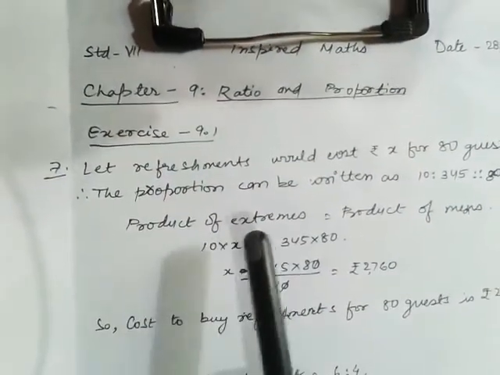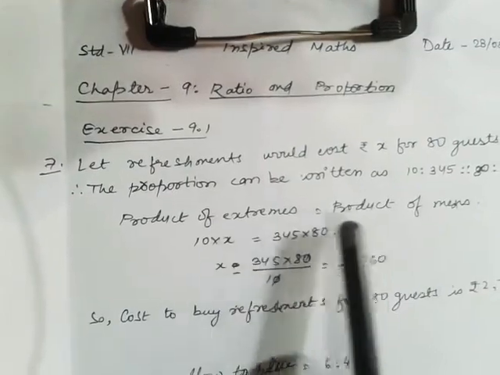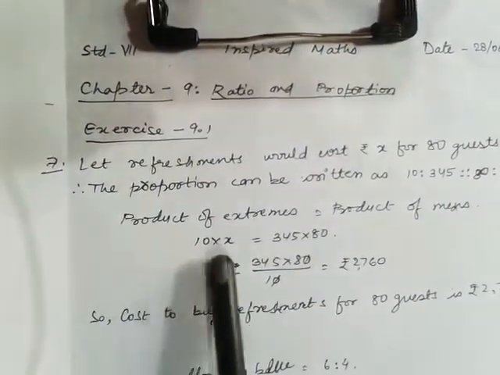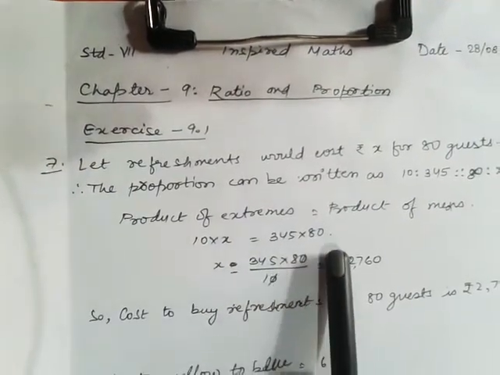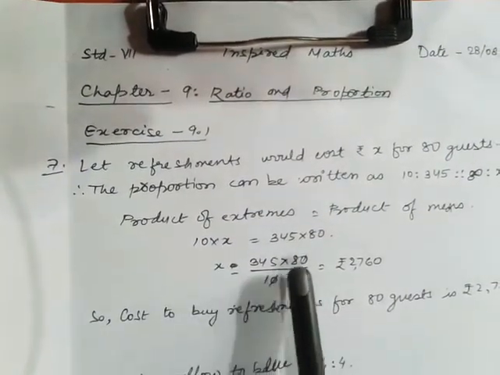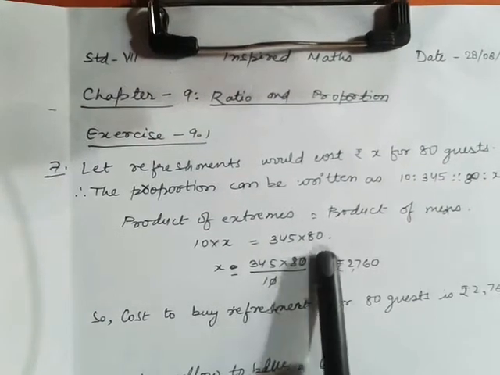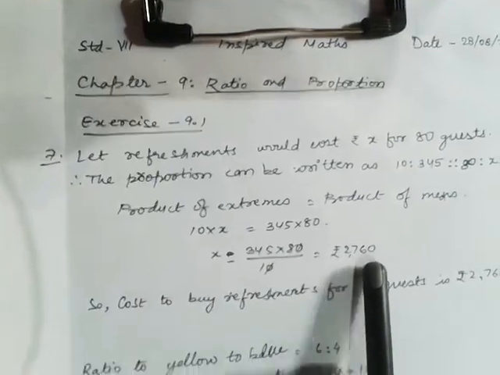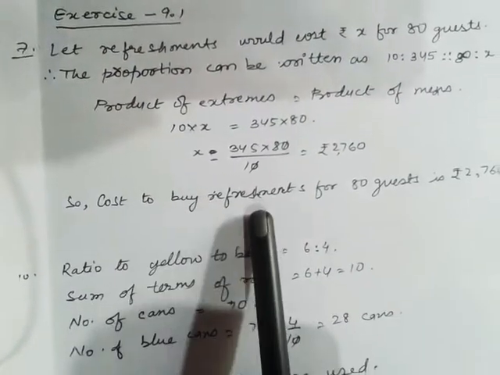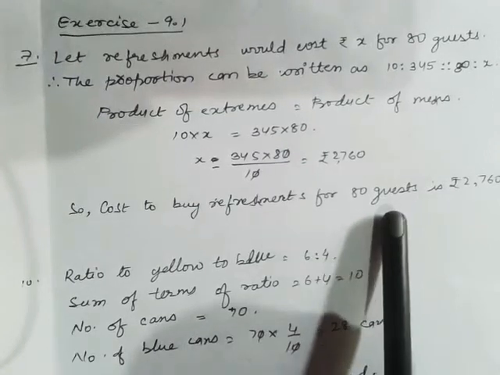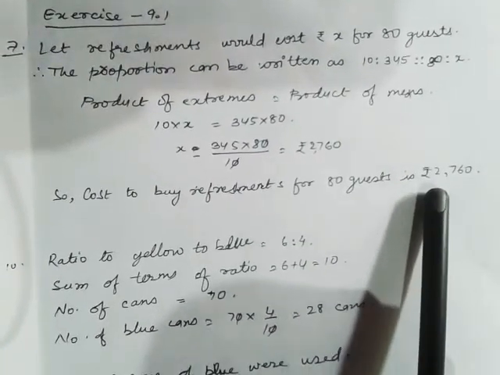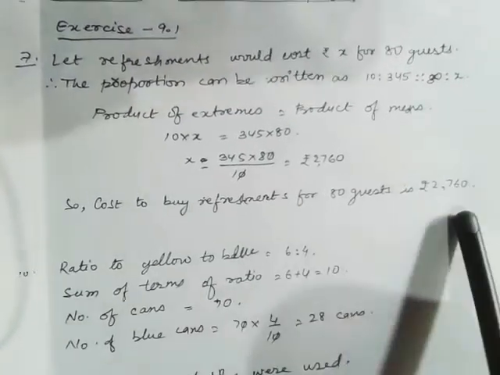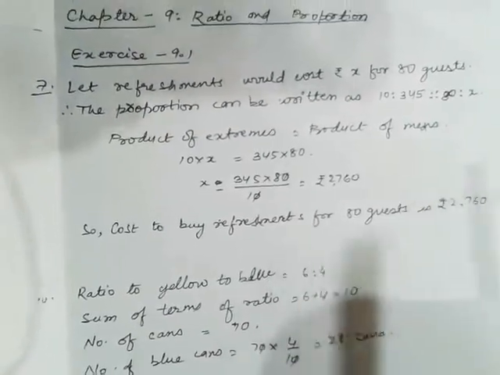Now the product of extremes equals the product of means. Here 10 into x equals 345 into 80. x equals 345 into 80 by 10. Here 0 and 0 cancel. Then it will become 345 into 8, that is 2760. So the cost to buy refreshments for 80 guests is 2760. Okay, this is the concluding line of question number 7.